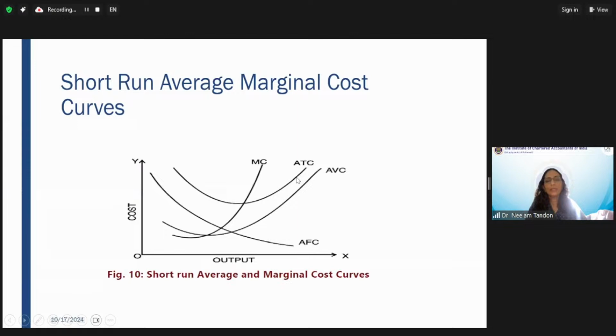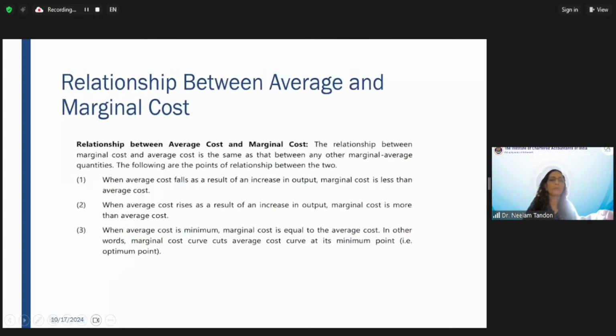So in this graph you have seen that AVC and ATC are dependent on marginal cost. To the left of E, when marginal cost is less than average variable cost, average variable cost will decrease. When marginal cost is equal to average variable cost, then the average variable cost is minimum. When marginal cost is greater than average variable cost, average variable cost starts increasing. So that's the relationship between marginal and average cost.